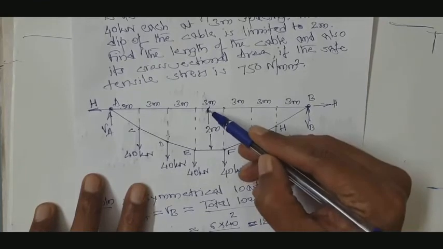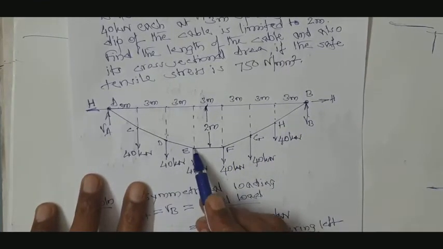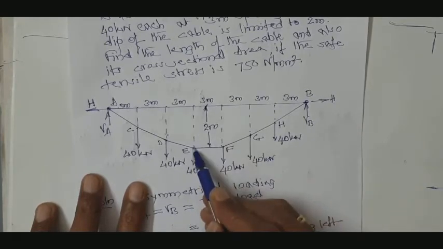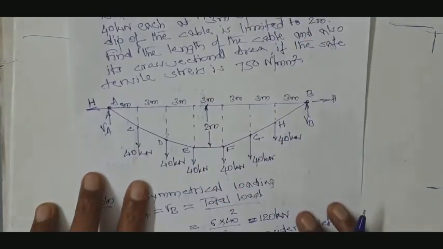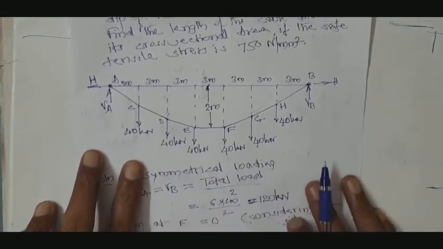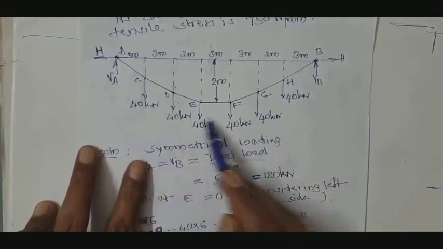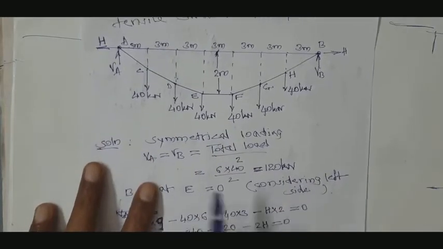Central dip is limited to 2 meter. Because of symmetrical loading, this will become horizontal, right? So this dip and this dip will be the same. Now first, as usual, we will calculate the reactions VA and VB. You know that the loading is symmetric, so the total load divided by 2 will be VA equals VB.